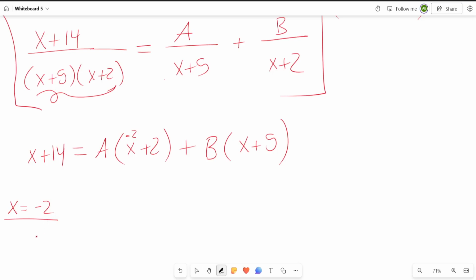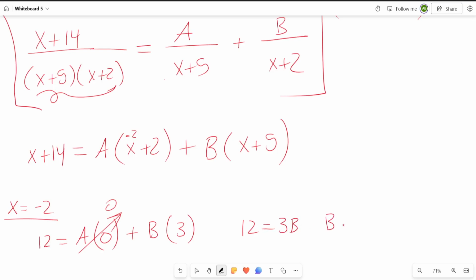So when x is minus 2, I will have minus 2 plus 14, that is 12, equal to a multiplied by minus 2 plus 2, that is 0, so basically 0a, plus b multiplied by minus 2 plus 5, that is 3. Okay, so over here I will have 12 equals 3b, and very easily I can divide both sides by 3 to get b equals 4.